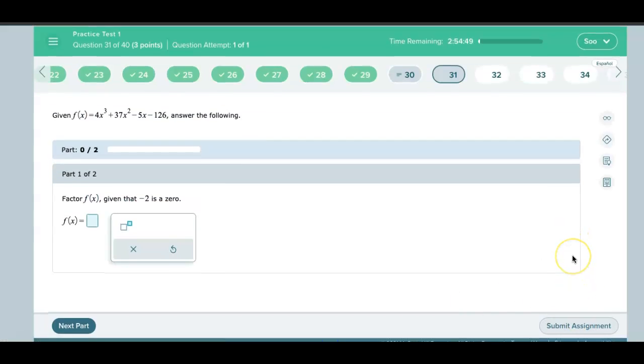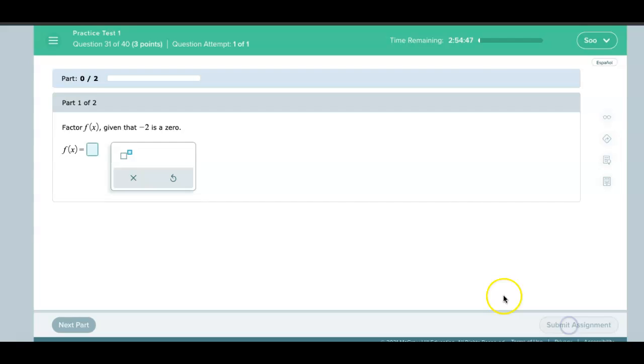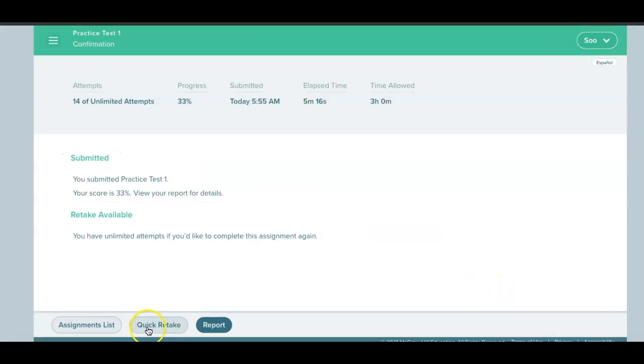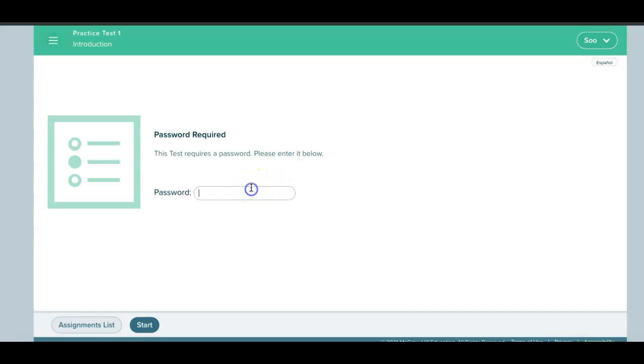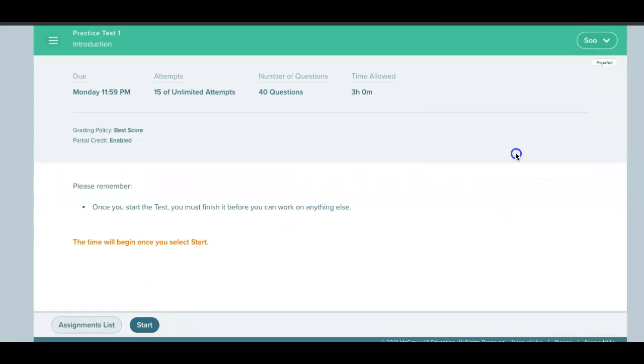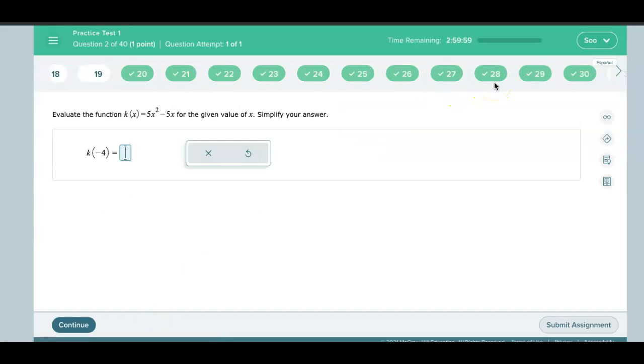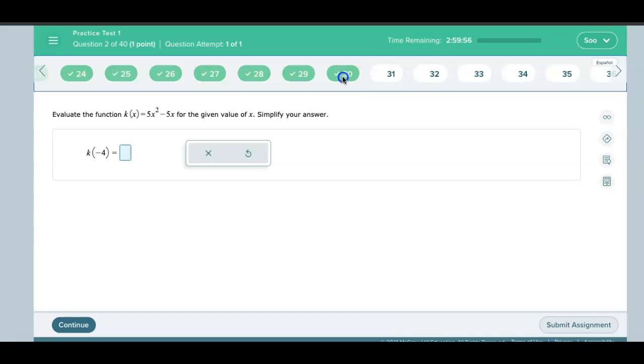And that was number 30 that we just did. So I'll submit the assignment to see if it doesn't show up. Because if we do the quick retake, we should be able to only do the ones that we did not get right. So if we answer number 30 correct, then it shouldn't show up again on our practice test. See, we can't access that anymore. That means we did it right.